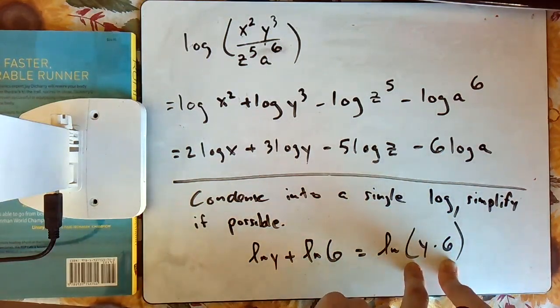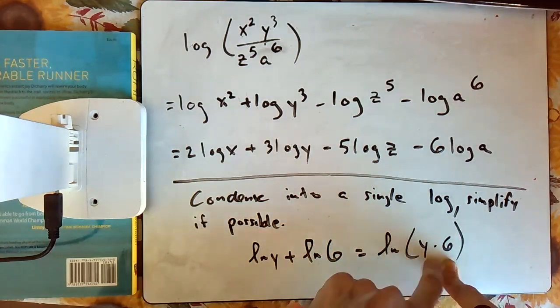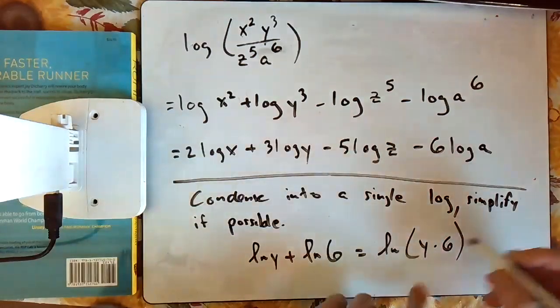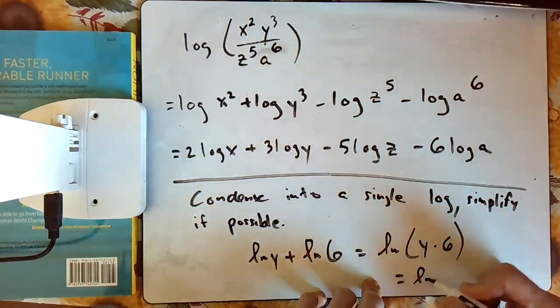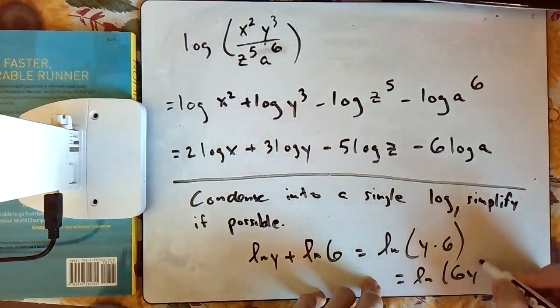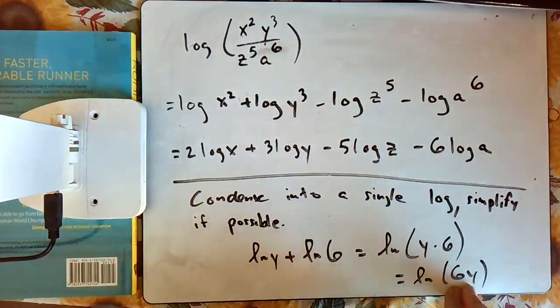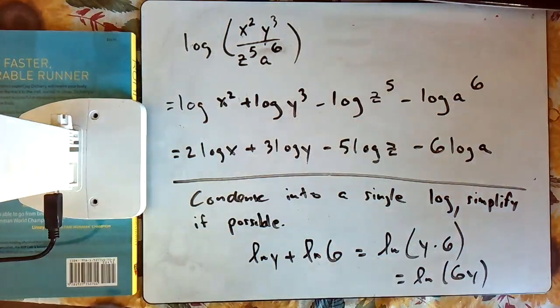What is y times 6? It's 6y. So this is natural log of 6y. So just multiply the insides if you can. This is as far as we can take it because natural log of 6 is nothing nice. That's a decimal right there. So that is your final answer.